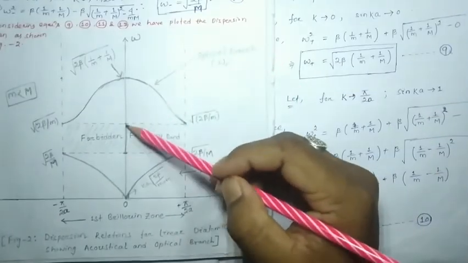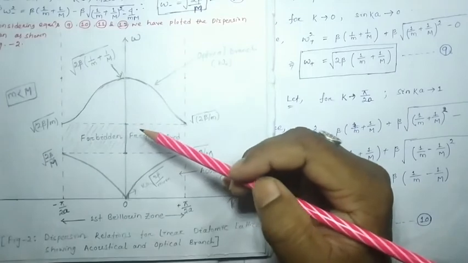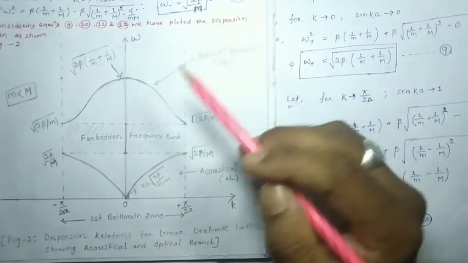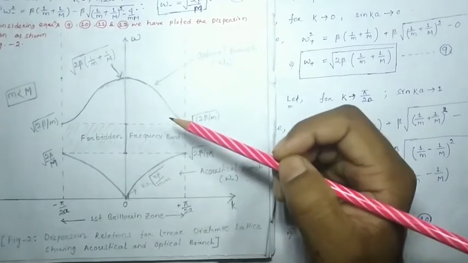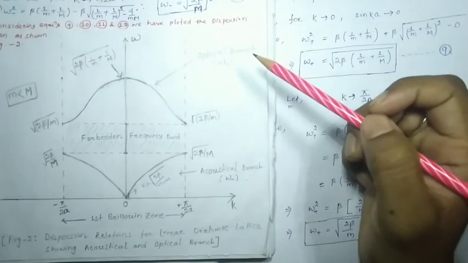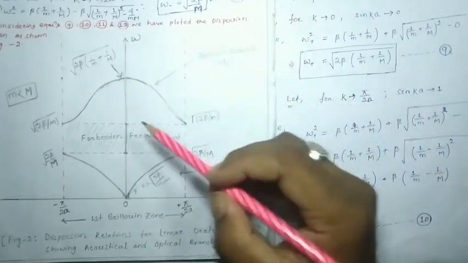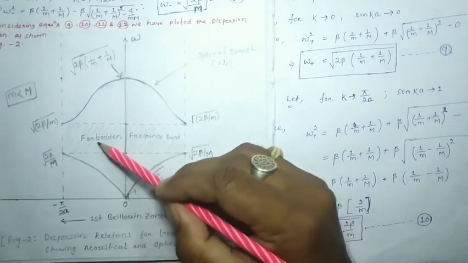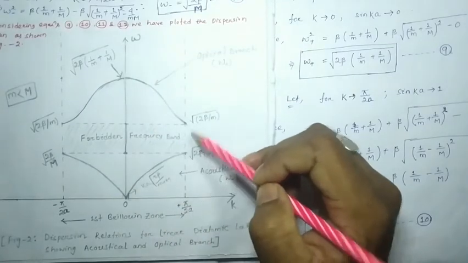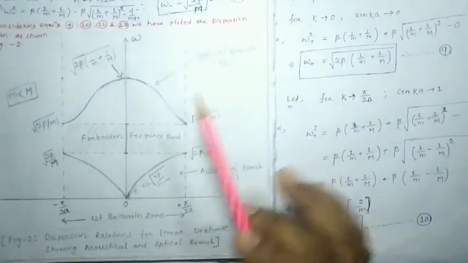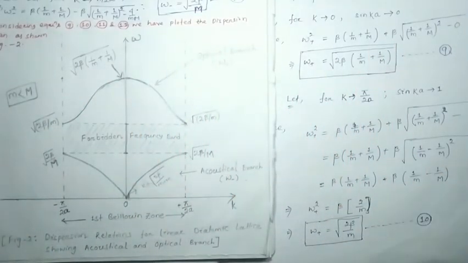In between them, some frequency range is not going to be accepted or come into the picture for a diatomic one-dimensional linear vibration, and this band of frequency is called the forbidden frequency band. Whatever we have written in this figure, we are going to discuss now.